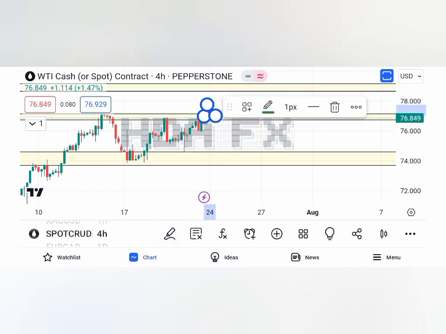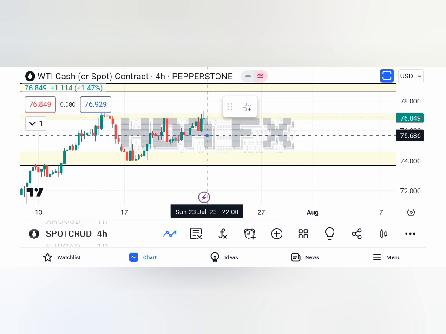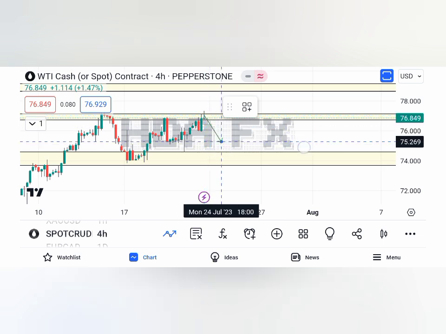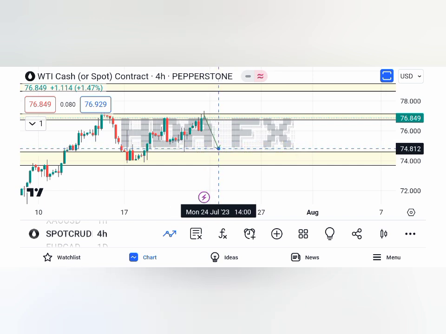But it can also happen that price will drop, and I'm convinced that price will drop because of this weak rejection. But we need to study the price action carefully. Like I said, the market is full of surprises. So this is my analysis on US oil.